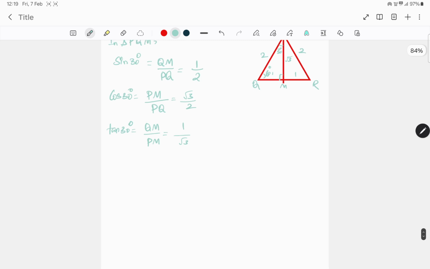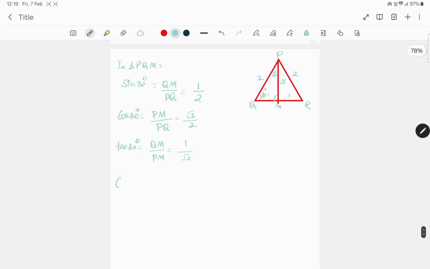Okay, from these ratios, now we can find the remaining values. Cosecant 30 degree is nothing but 1 by sine 30 degree. Sine 30 degree value is 1 by 2, so in the numerator it is 2. Then secant 30 degree is nothing but 1 by cos 30 degree. The value of cos 30 degree is root 3 by 2, so it is 2 by root 3.